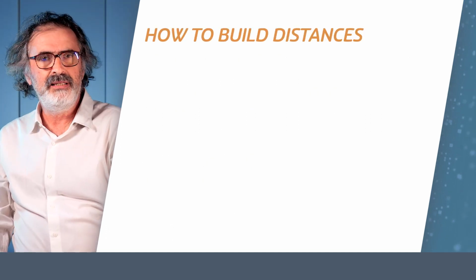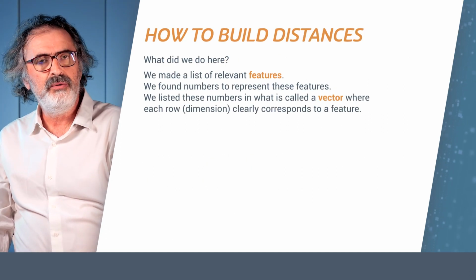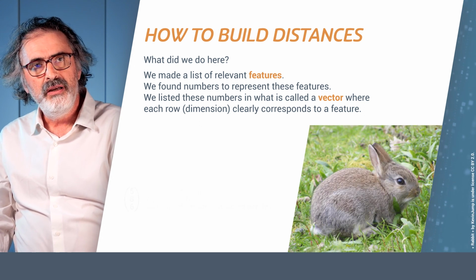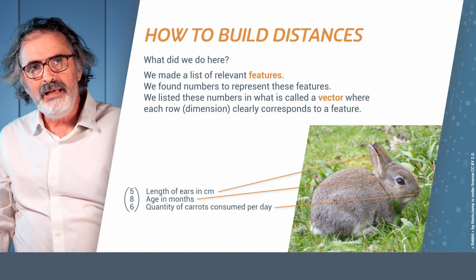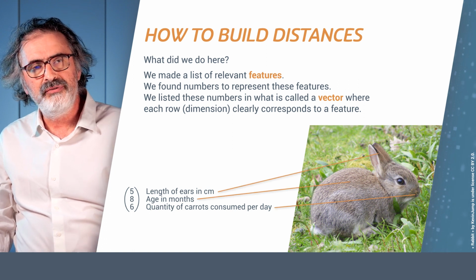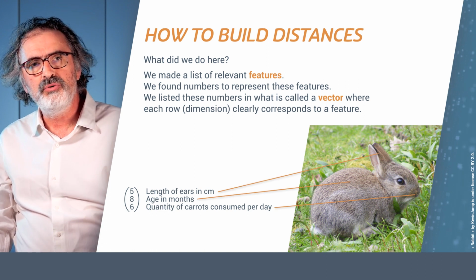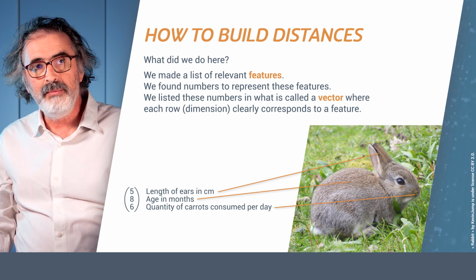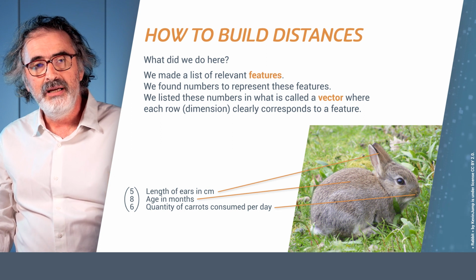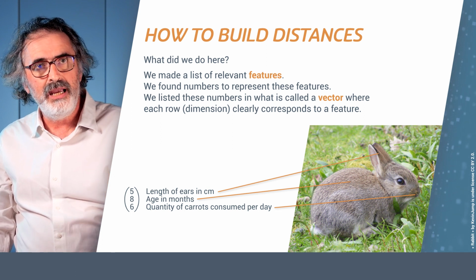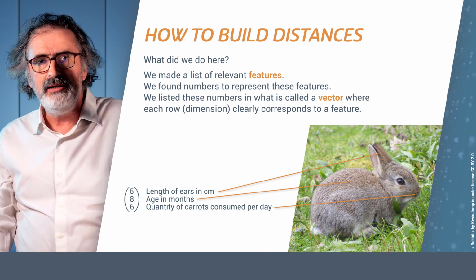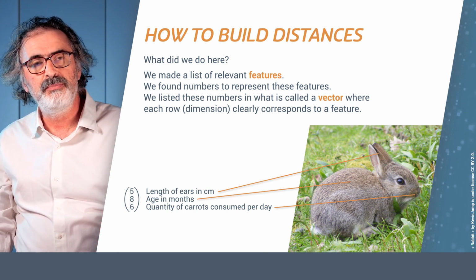So how to build distances? The first thing we have to do is build it upon features. Features are elements I am going to extract from whatever I want to measure. So if I take a rabbit, for example, I might be able to measure the length of the ears. I may be able to know the age of the rabbit in months, presumably, and also, why not, the quantity of carrots it obtains per day.